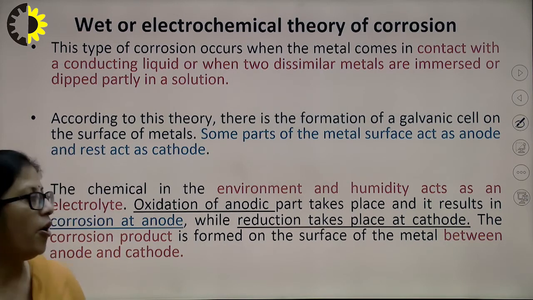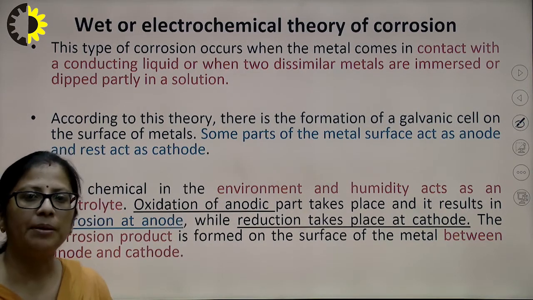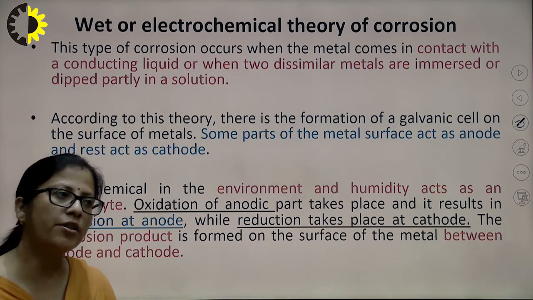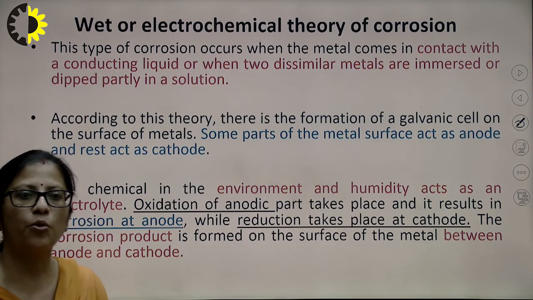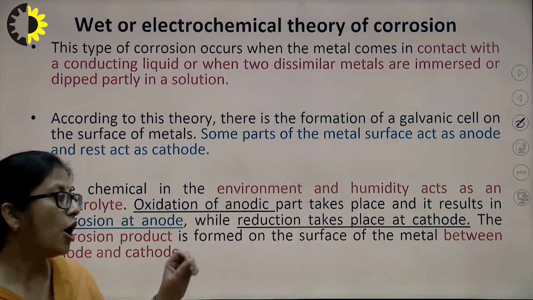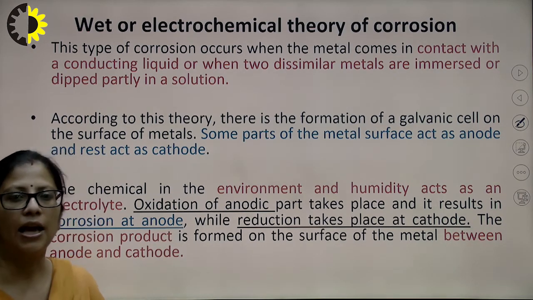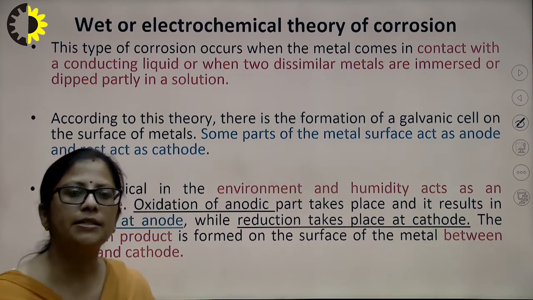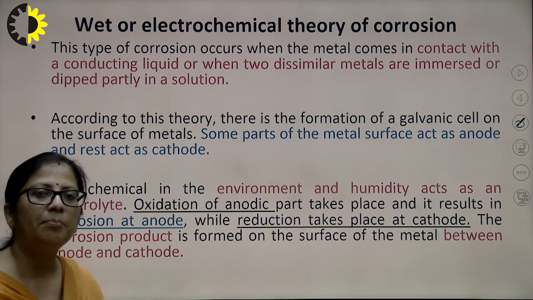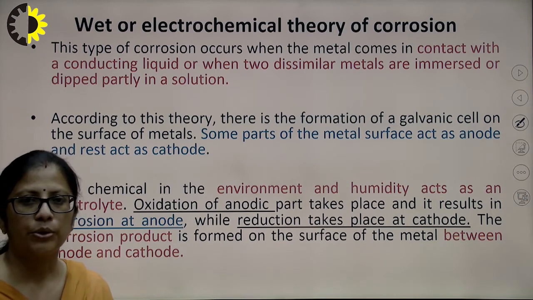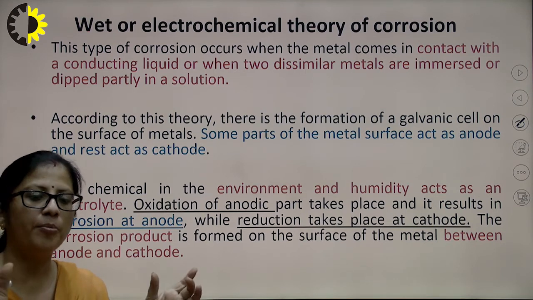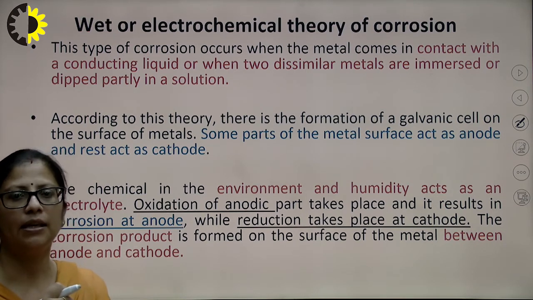Oxidation necessarily takes place at the anodic part, and it results in corrosion at the anode. So, wherever oxidation of metal takes place, the corrosion will take place at that part. That means corrosion will take place at the anode, whereas reduction takes place at the cathode. The corrosion product is formed on the surface of the metal between anode and cathode. So, the ions are going to be released and the corrosion product is going to be formed somewhere between the anode and the cathode.